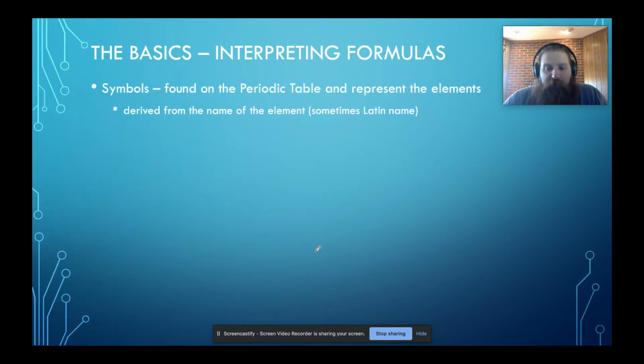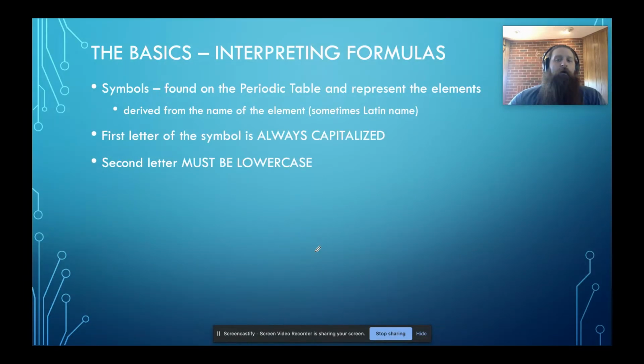So here's the basic thing that you have to know. Number one, the symbols in a formula come from the periodic table, right? We've talked about the periodic table. We know about the symbols. They're derived from the name of the element, sometimes the Latin name, right? So things like potassium is K because the Latin is kalium, all right?